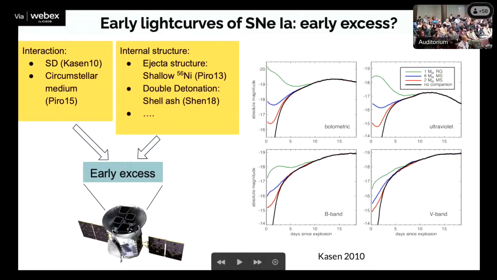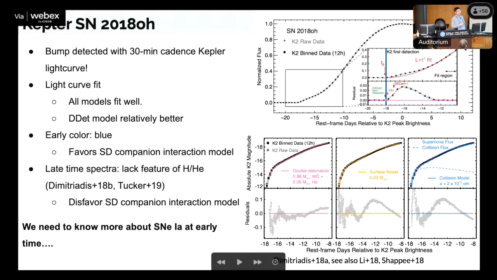So that's why we would like to look into the Kepler and TESS light curves. The first example is the Kepler supernova 2018oh. On the upper right plot here, you can see the beautiful Kepler light curve, and you can clearly see that the rise seems to be composed of two rising components, and after subtracting a smooth power law rise, you see early excess like features, which last for around 5 days.